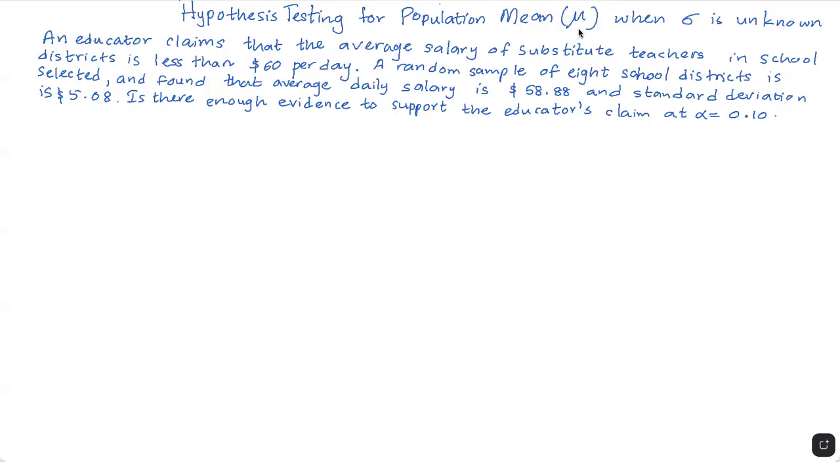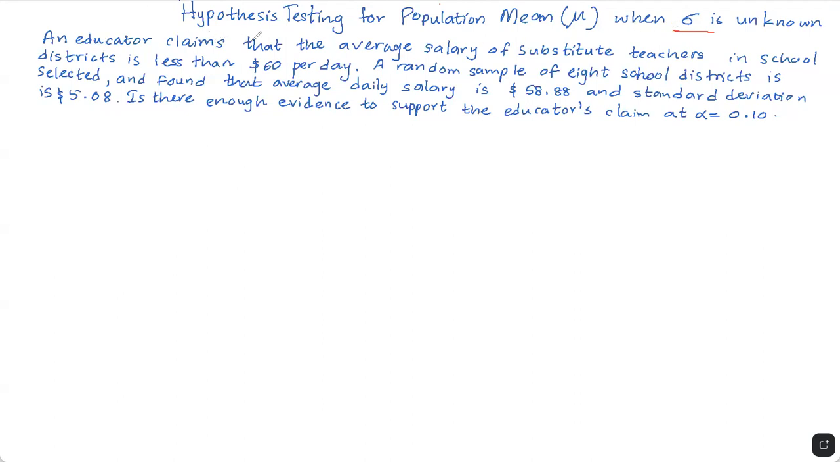So today I am going to work on a problem related to hypothesis testing. So here we are going to look at the population mean when sigma is unknown. The population standard deviation is unknown. So let's look at this example.